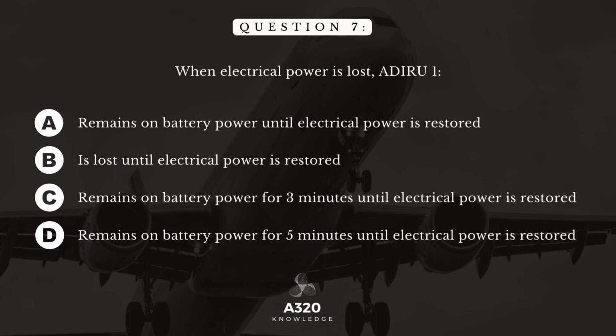Question 7. When electrical power is lost, ADIRU1: A. Remains on battery power until electrical power is restored. B. Is lost until electrical power is restored. C. Remains on battery power for 3 minutes until electrical power is restored. D. Remains on battery power for 5 minutes until electrical power is restored.